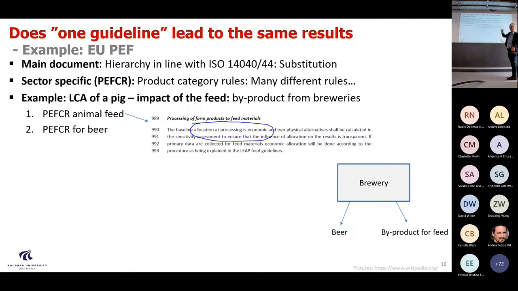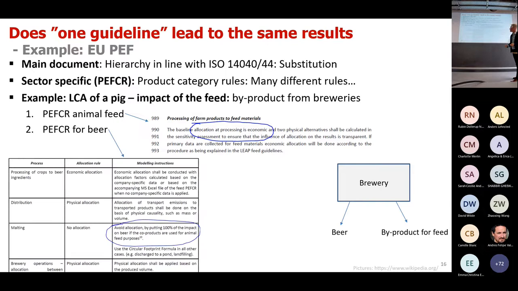And then one day, a colleague of mine gave me a call to say, your results are really, really different from some Swedish guys. They have made the same calculation, exact same calculation as you, but they have arrived at almost half the impact as you have done. I thought, okay, oh my God, I made an error here. And then I was trying to investigate what was the cause of this error. I found out that the other study, the Swedish study, they have used another sector guidance for the modeling of feed. They were looking into guidance of beer. And in that guidance, you can find that for the malting process, you should put 100% of the impact on the beer if the co-products are used for animal feed.